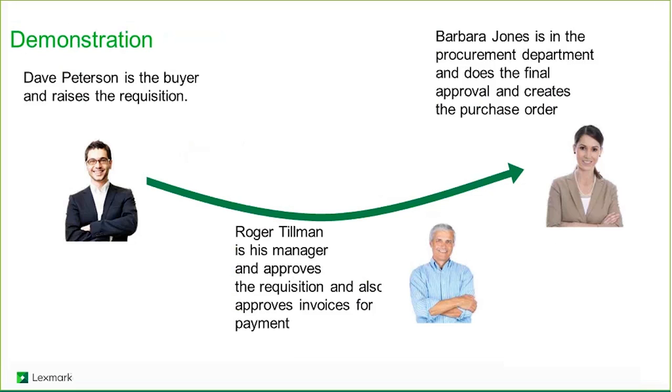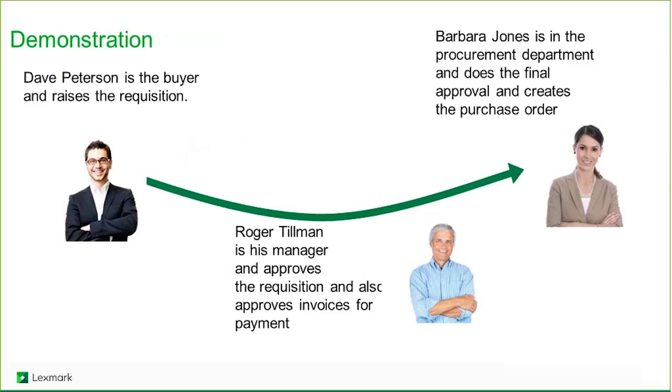So we'll begin by introducing 3 players or personas that would be involved in an example. And this could vary. Could be 2, it could be 3, it could be more than that. Dave is representing the buyer, and he's going to raise the requisition.